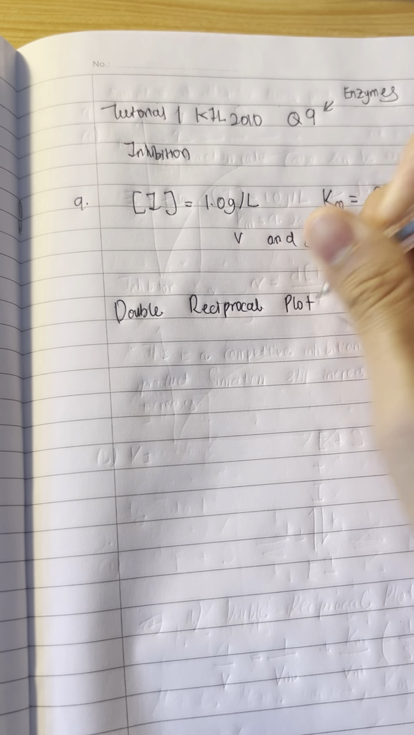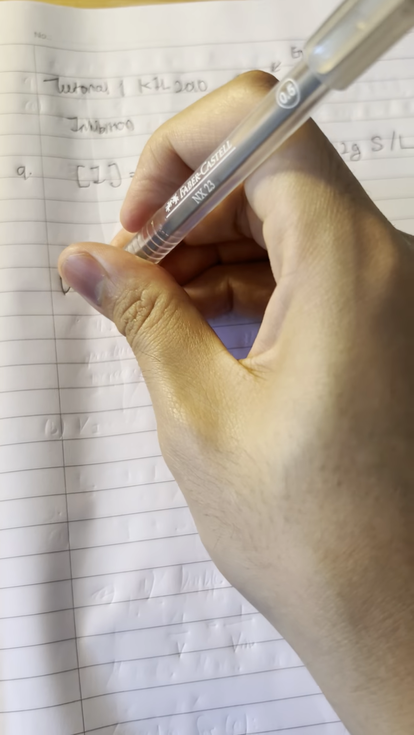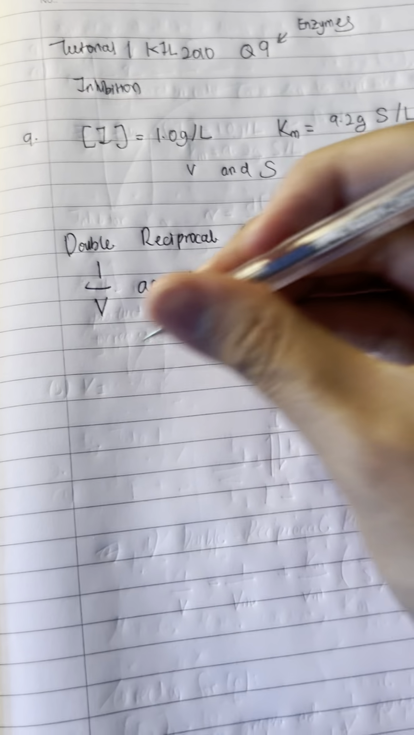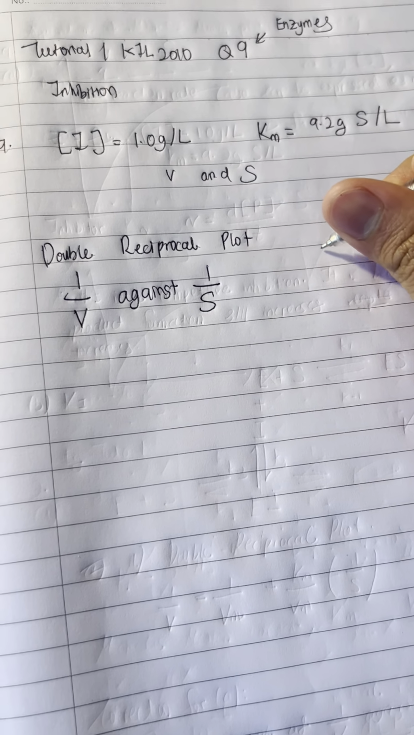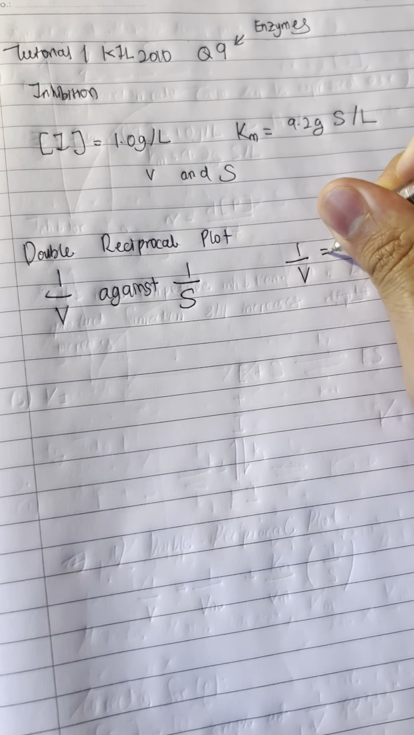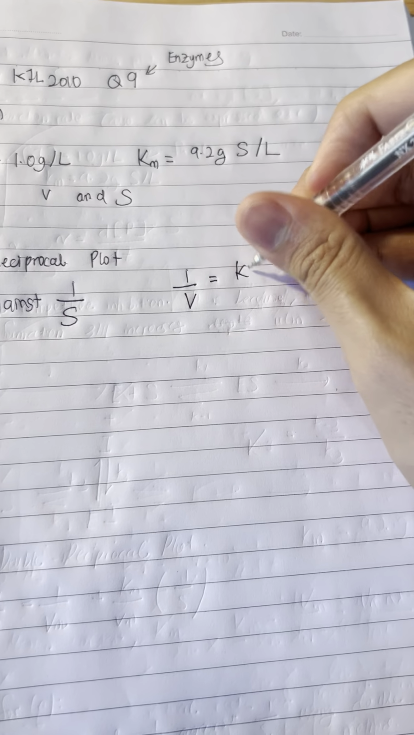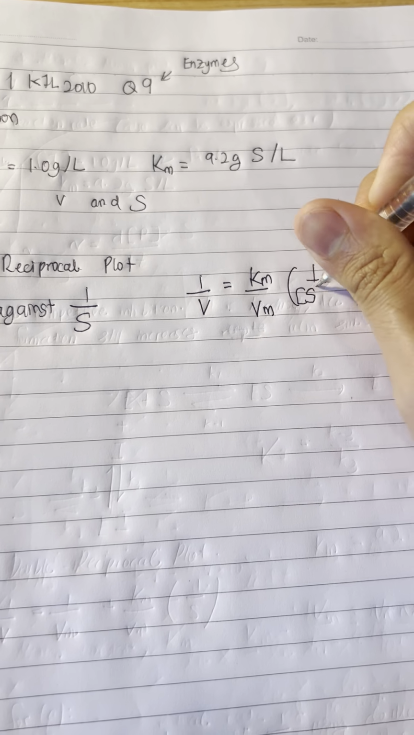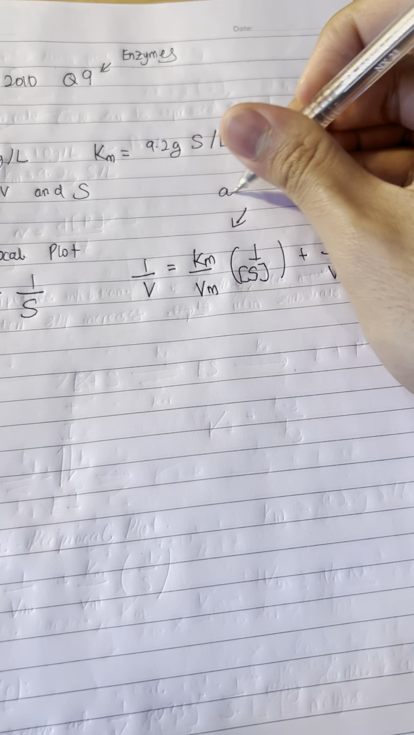Alright, so this double reciprocal plot allows you to draw 1 over V against 1 over S, okay? So this is something that you've commonly seen in the notes, where Km over Vm, this is concentration, plus 1 over Vm. Alright, so this is actually a default equation.